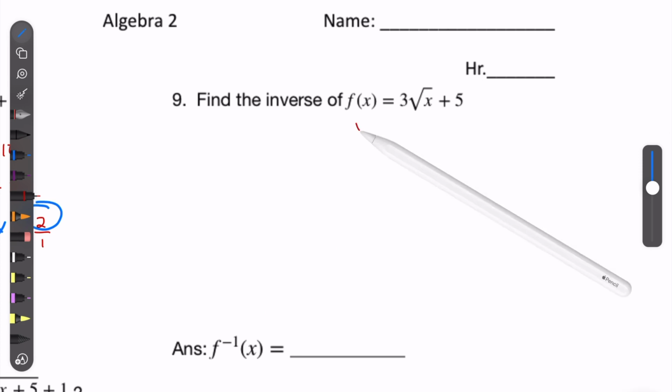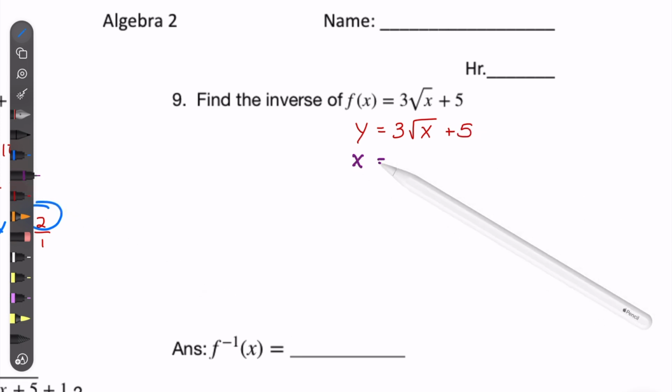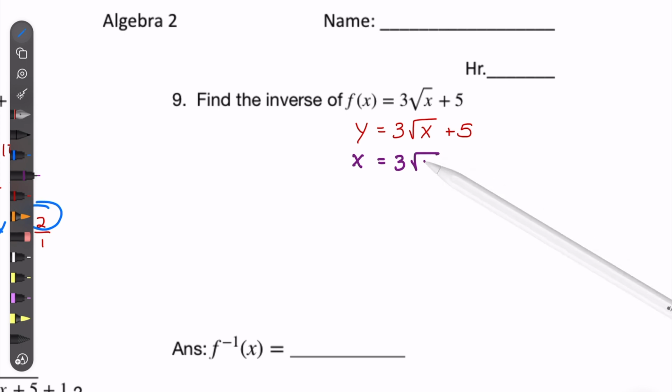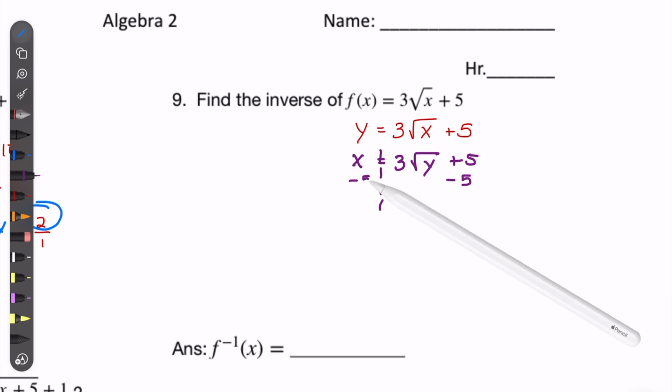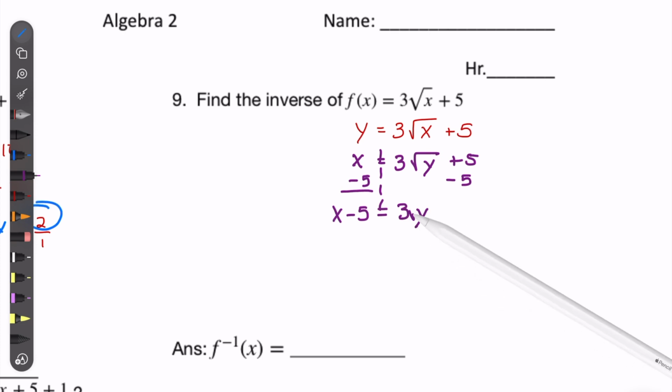There we go. I'll change my f of x to y. I'll exchange my y for an x and my x for a y. I will now subtract 5 to get my y term slowly alone. Oops, get that radical there. My y is not quite alone here yet. There's my dotted line coming through there.